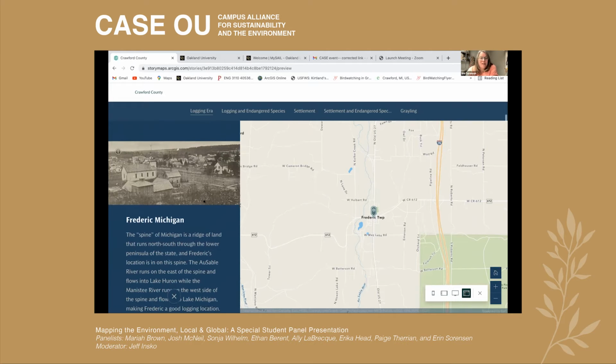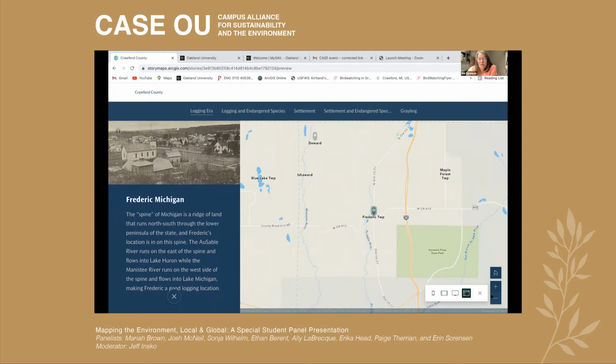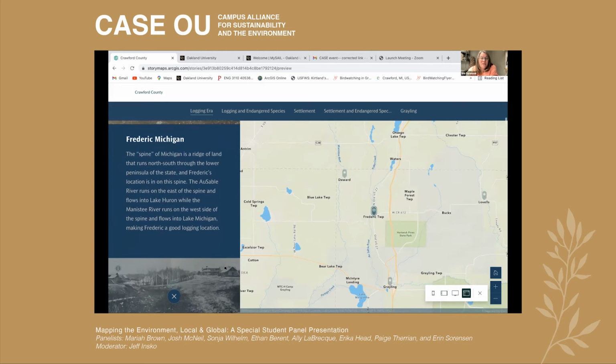It's about a quarter the size. An interesting thing about Frederick is it's located on what's called the spine of Michigan. I'll bring the map down a little, which is this section right in here where my cursor is going. And it runs the length of the state, and indigenous people used this spine to travel through the state.